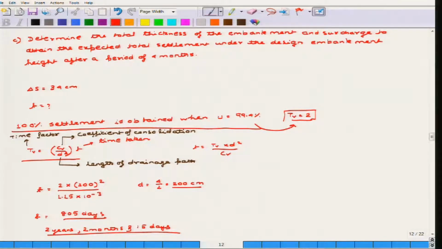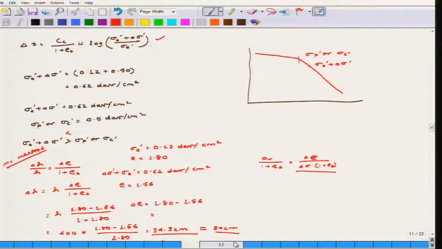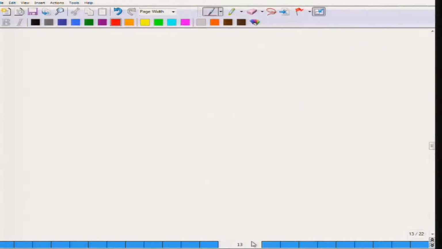But here it is said how much total thickness of the embankment is to be considered so that the settlement consolidates within 4 months. Now, it is obvious that if you have a settlement height of 2.4 meter, then it is going to take 2 years, 2 months and 15 days to settle. So, in order to attain a settlement time, the t has now been given to you as 4 months, or let us say 120 days.